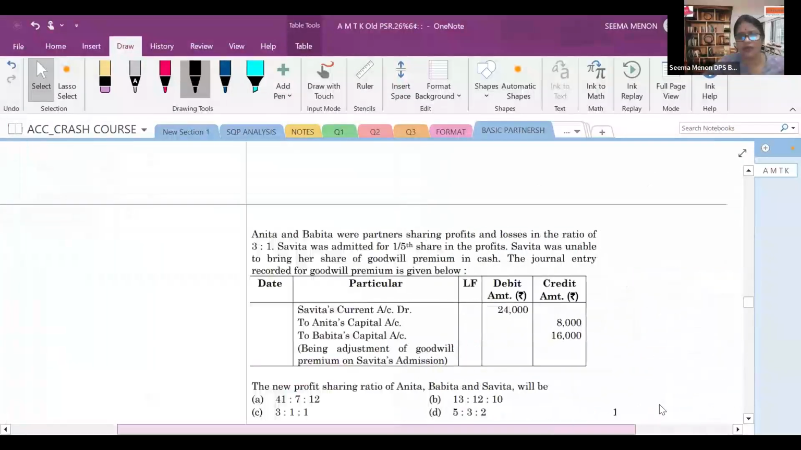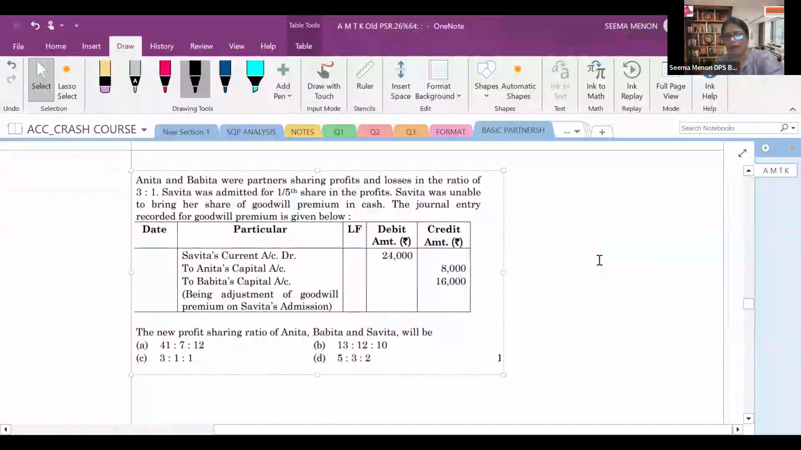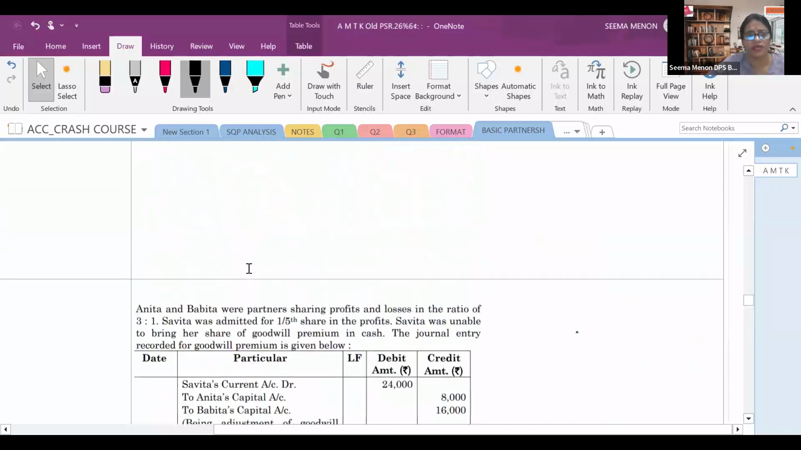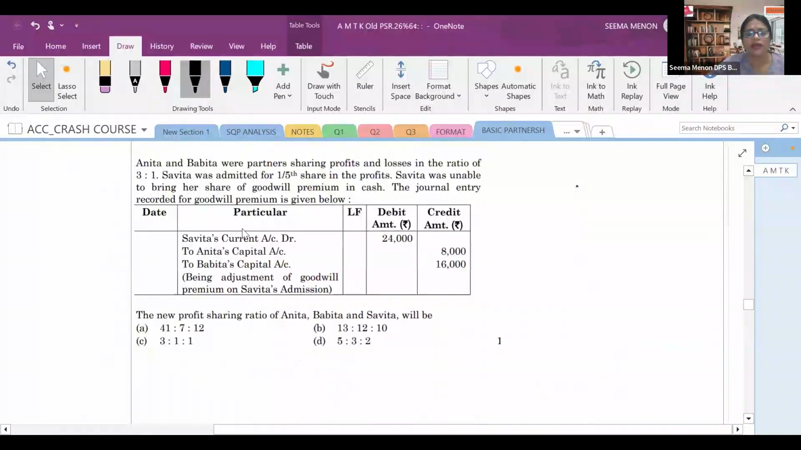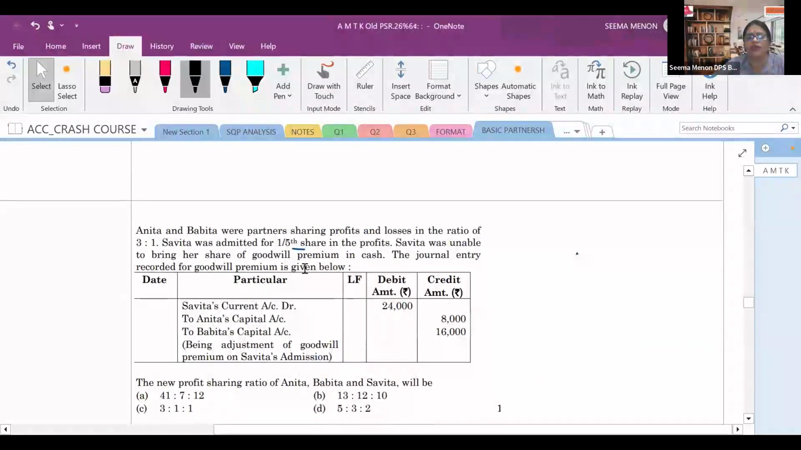Now, children, let's move into the next question. Anita and Babita were partners sharing the profit and loss in the ratio of 3:1. It's a board exam question. Savita was admitted for 1/5 share in the profit. Savita was unable to bring her share of goodwill premium in cash. She was not able to bring the goodwill premium in cash. Now, what's the question? The journal entry to record the goodwill premium.